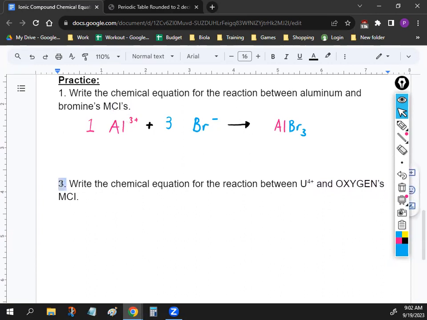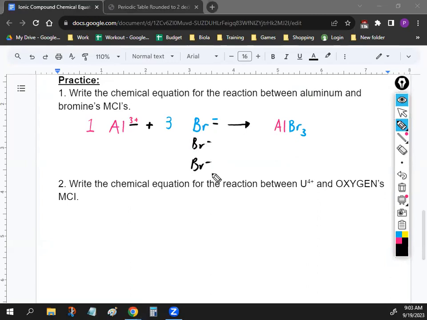Yeah, what's up? Yeah, we determine how many we need by using the charges. You see how it's +3 and -1, right? In order to balance out the +3, you need 3 of these guys. The 3 in the front just means that there are 3 Br minuses. That's what that means. Does that answer your question?